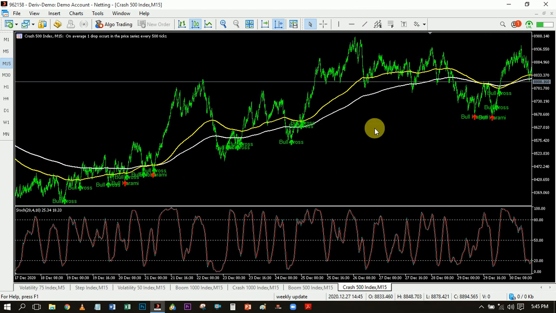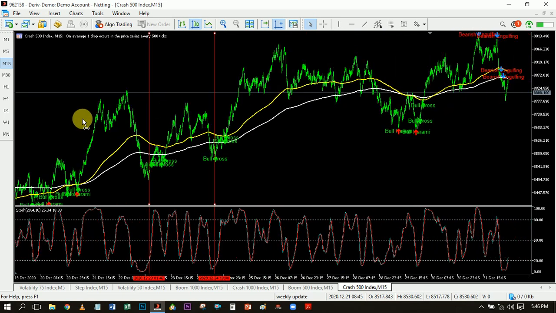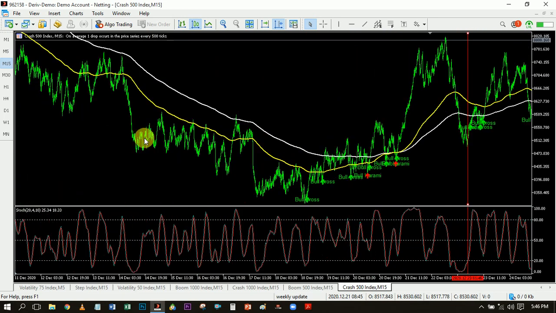But look at this right here. I would have taken this one. You can see I would have taken this. I would have taken them right here. Which other one? This is a buy. Okay, any other buy signal?